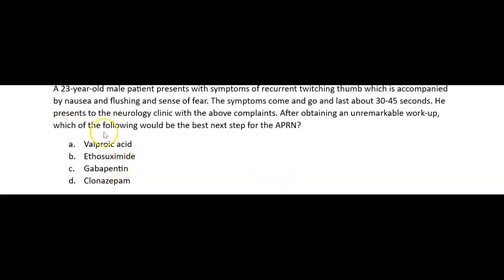Whenever a question asks you what's the best next step, that's your key to let you know that perhaps there's more than one that could be possible, but we are talking about what would be the best next step, meaning the first step, where you start with this and then first line options. So gabapentin is not something that's a first line option for treatment of seizures. And then you would not treat this patient with only clonazepam as a barbiturate or a benzodiazepine for treatment of partial seizures.